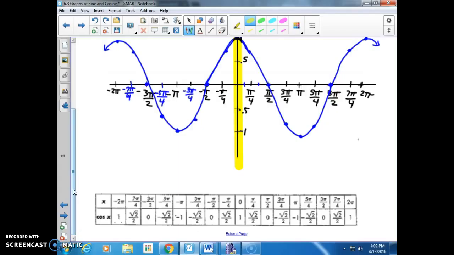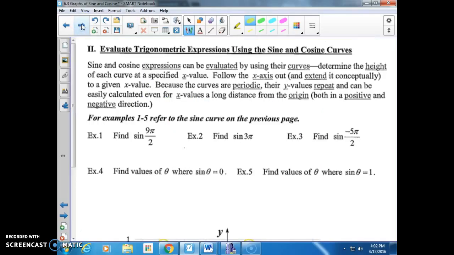All right. So I hope that helps you. We're going to go on to evaluating. Sine and cosine expressions can be evaluated by using curves. Okay. It helps you determine the height of each curve at a specified x value. Okay, so the height ends up being your answer.